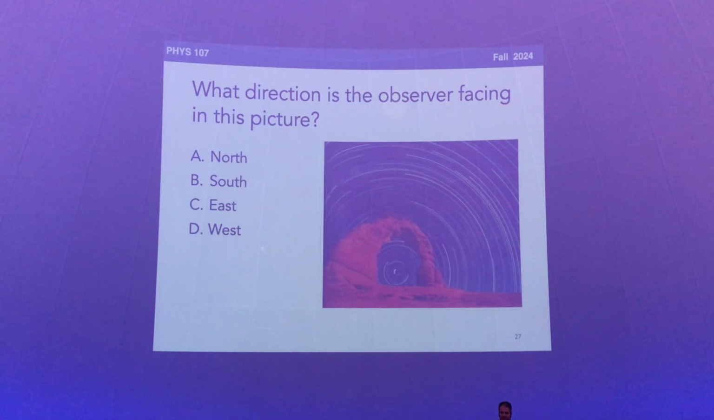Okay, so last question. What's the direction the observer is facing in this picture? Which way are we looking here? Hint, this is Arizona. So which way are we looking? Photon 1, photon 2, photon 3. Yeah, we have to infer some things here.